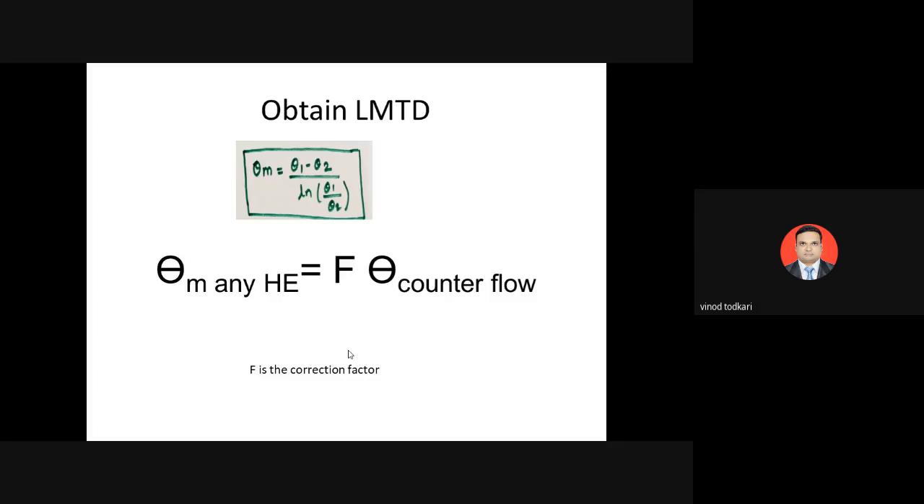If parallel flow or counter flow is there, then we can work out theta m directly, right? If any other type of heat exchanger is there, what formula do we have to use? We have to use the formula that theta m for any type of heat exchanger is equal to F into theta m for counter flow heat exchanger, where F is the correction factor.